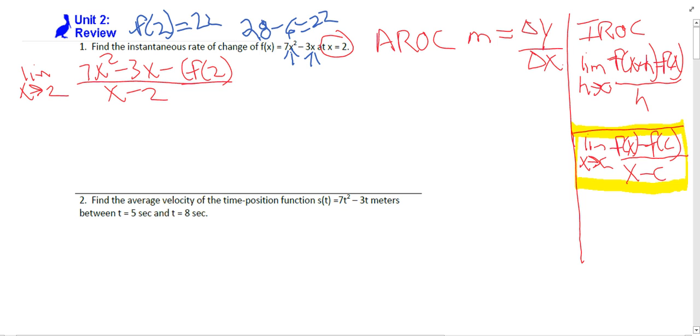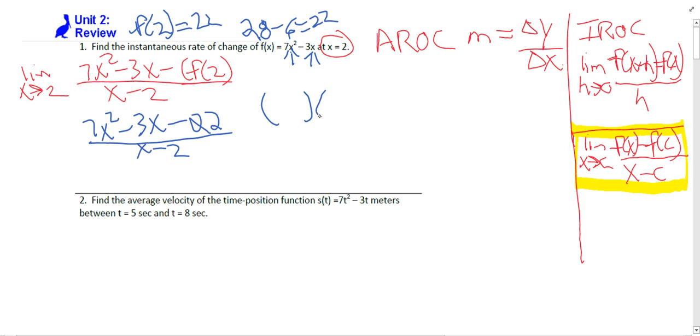So we have 7x squared minus 3x minus 22 over x minus 2. And now we've got a pretty formidable task. We have to try to figure out how to factor that top one out. Well, we could use crisscross on that, or we could just use guess and check. I think guess and check might be quicker on this one.